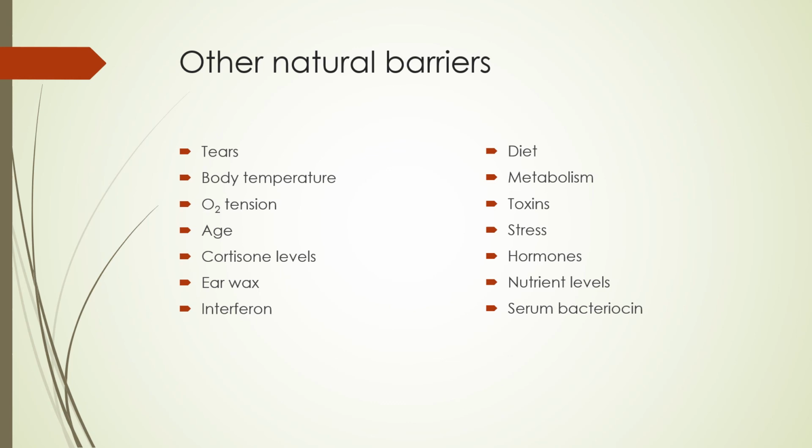And then serum bacteriocin. Bacteriocin is a chemical produced by some organisms that is actually toxic to other organisms. So this is kind of a lengthy slide, but what it does is it discusses all those natural barriers that we have that can protect us from getting a disease that aren't necessarily body systems.